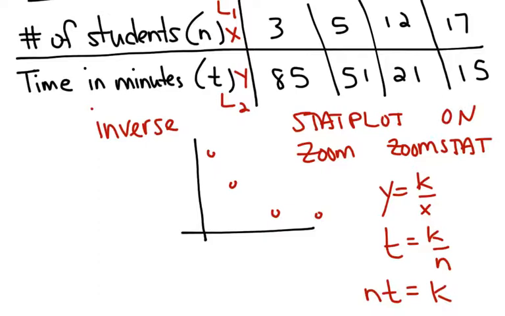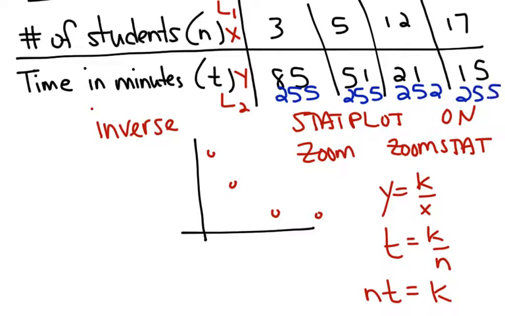So to find the constant of variation, you do 3 times 85, which is 255. 5 times 51, which is 255. 12 times 21, which is 252. And 17 times 15 is 255.